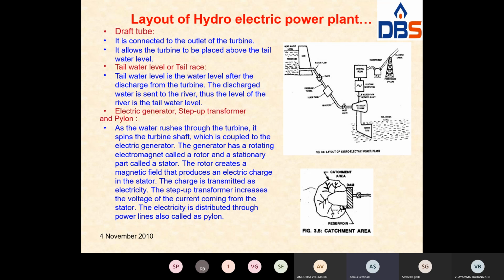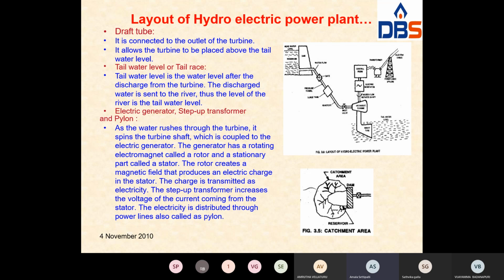The step up transformer increases the voltage of the current coming from the stator. From the generator the electricity will be coming. Transformers are of two types: the step up transformer and the step down transformer. The step up transformer steps up the voltage, and the purpose of the step down transformer is to step it down.